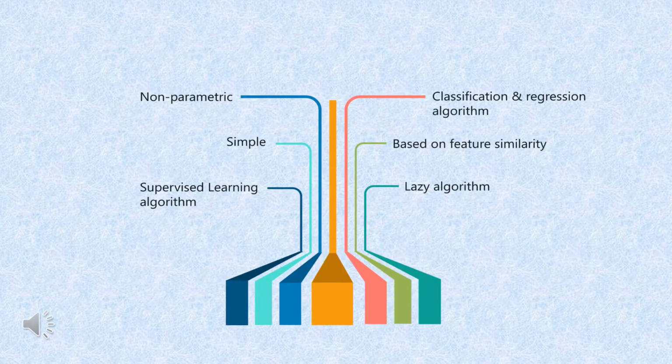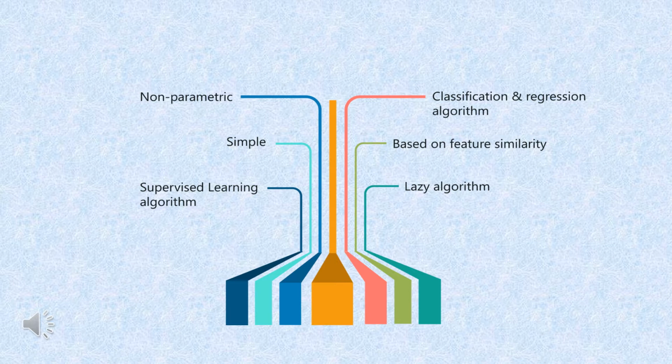Now this is the diagram of features of the KNN algorithm. First one, non-parametric simple supervised learning algorithm. It is used in the form of a classification and regression algorithm. It is based on feature similarity and is a lazy algorithm.